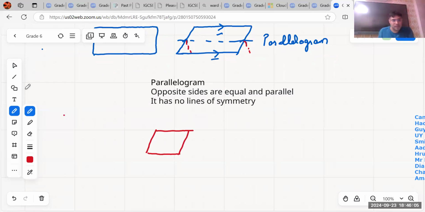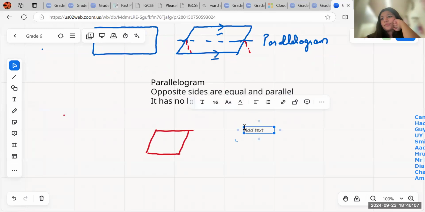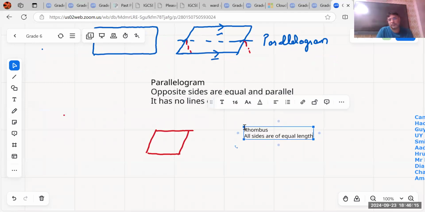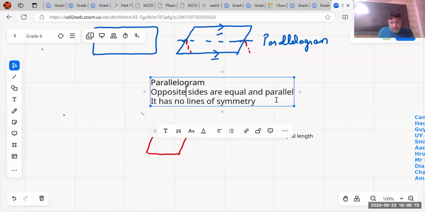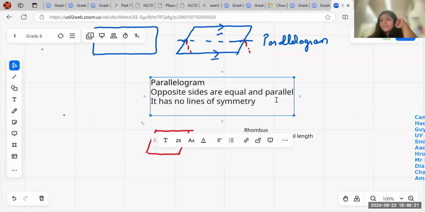Now the next one is the rhombus, which you used to call a diamond in childhood. Since diamonds are expensive, we won't call them that anymore. So rhombus: all sides are of equal length. I want you to be good in your drawing, okay? So that no student in future can tell you the same thing.